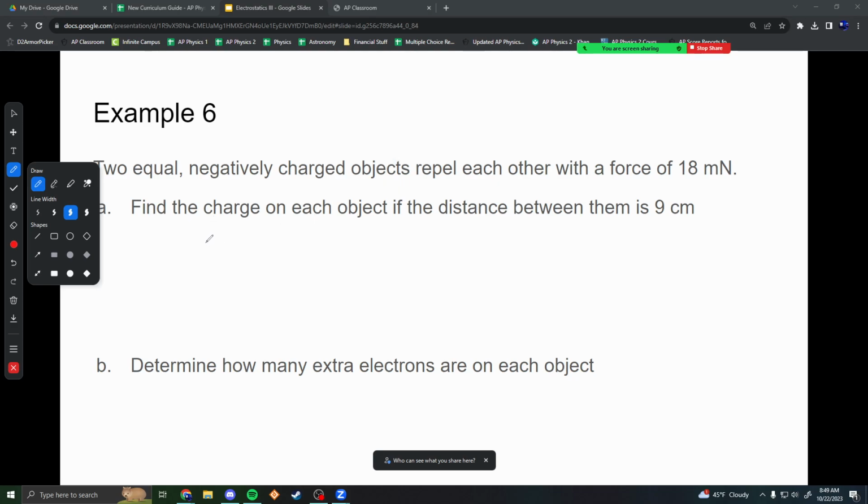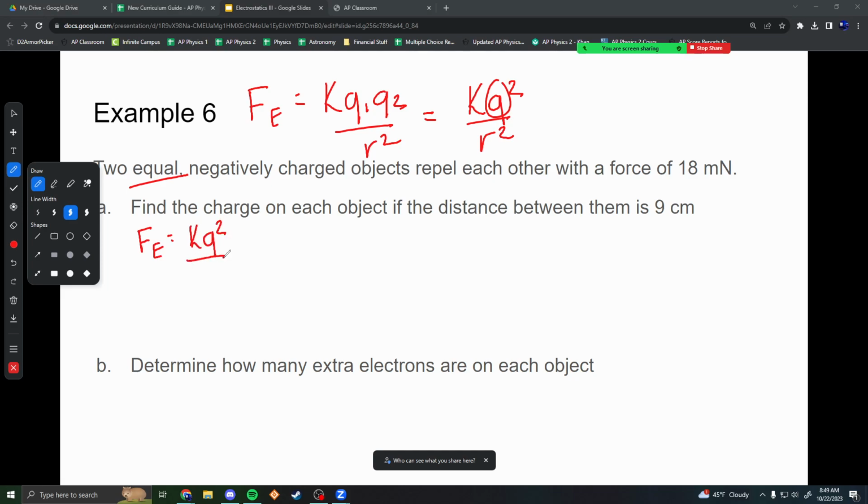So finding the charge on each object, first of all, we know that the charges are equal. So we can take our Coulomb's law and say Fe is equal to kq1 q2 over r squared. But if the charges are equal, it's just kq squared over r squared because q1 and q2 are equal to each other. So if I say Fe is equal to kq squared over r squared, I can rearrange this and say q squared is equal to Fe times r squared over k. I thought I did math wrong for a second there. Okay, we're good. So then I can take a square root of this.